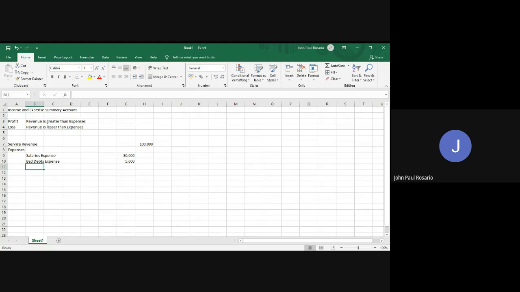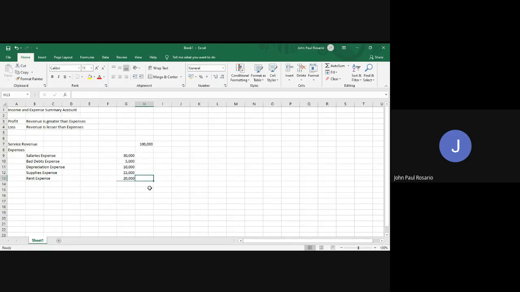And then we have depreciation expense of 10,000, and supplies expense worth 15,000. Okay, so just take note of these expenses for the period. Lastly, rent expense of 20,000.